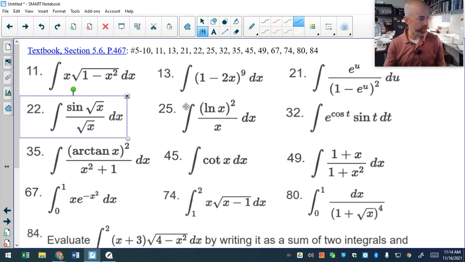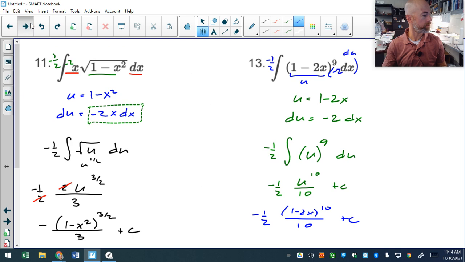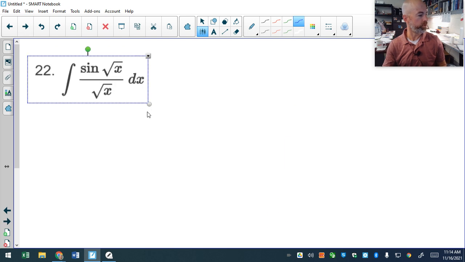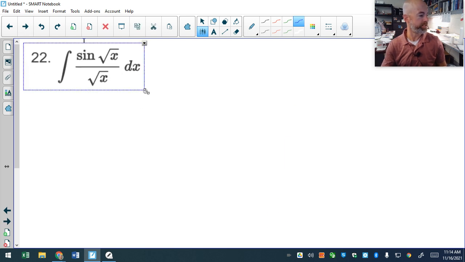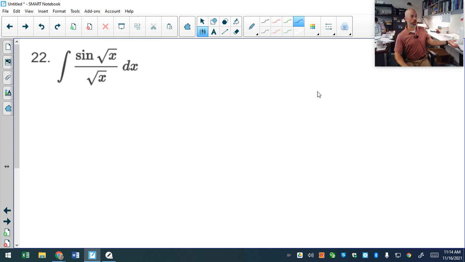Have I done a problem like 22 in any of the lessons? Because 22 is an interesting problem. What would you choose for u? I hear root x. Did I hear something else? I'm waiting for a very specific wrong thing because somebody always suggests this. At some point, somebody's going to suggest this. X. Did anybody do u equals x?